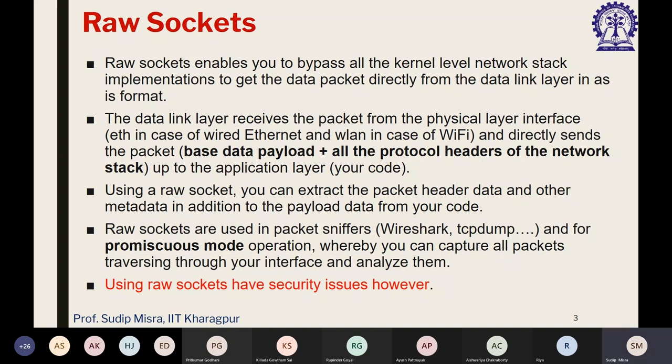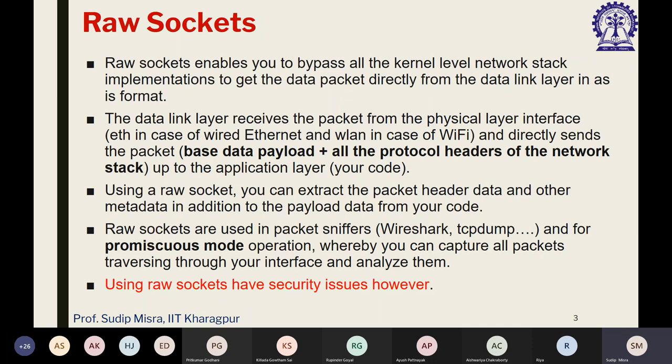Obviously, as you can understand, if we are bypassing the protocols and these different layers, we are opening up to different varieties of security issues, right? So that's a drawback of the use of raw sockets. That's the reason you typically do not use raw sockets. You continue to use the TCP and the UDP sockets.